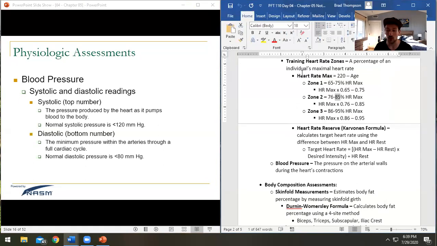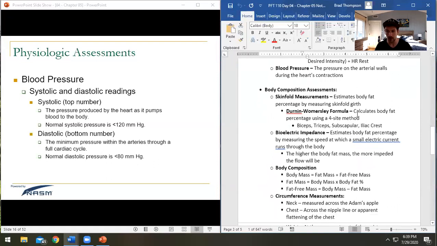Okay, so let's look. That's the heart rate reserve method. Another physiologic assessment is blood pressure, and that's the amount of pressure on your blood vessel walls, right? As you perform more work, your heart is going to pump a little bit harder, and so it is going to push on that.